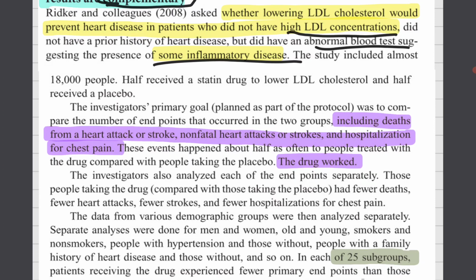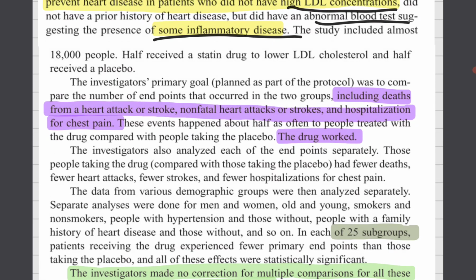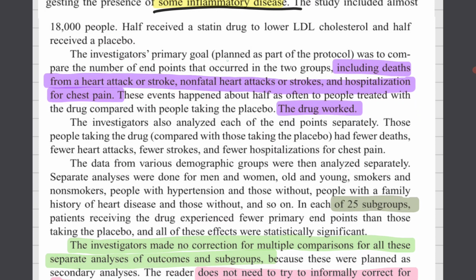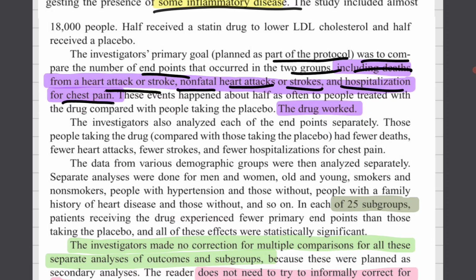The study included almost 18,000 people. Half received a statin to lower LDL cholesterol and half received a placebo. So the investigators' primary goal, which was planned as a part of the protocol, was to compare the number of endpoints which occurred in the two groups, including deaths from heart attack, stroke, non-fatal heart attacks and strokes, and hospitalization for chest pain.